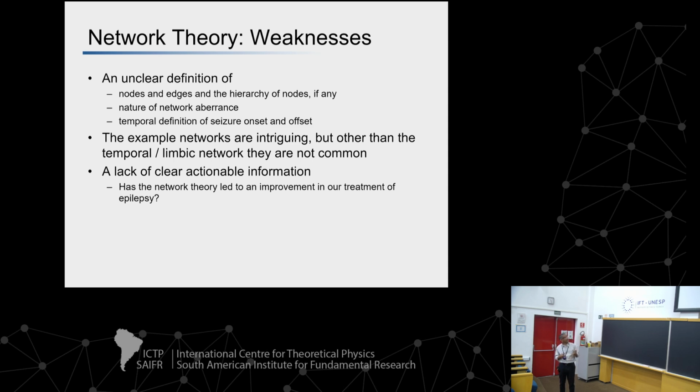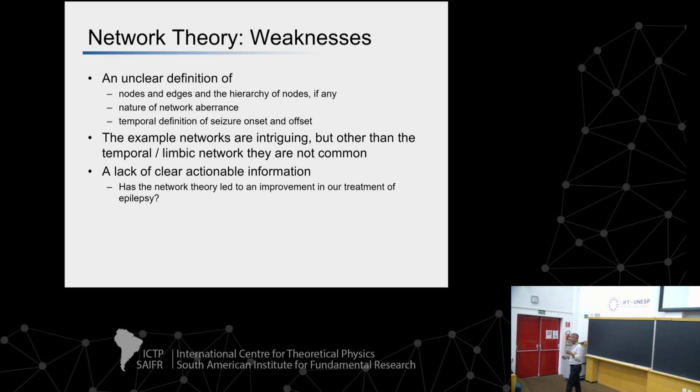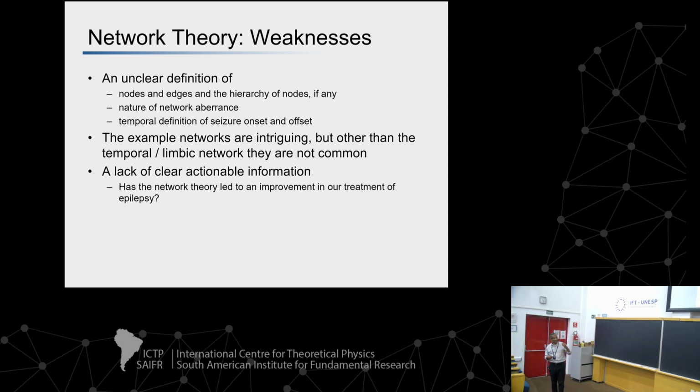The temporal definition of seizure onset and offset, like how does the network go into a seizure and out of a seizure, was not clear. The example networks are intriguing, but other than the limbic network, which is well defined, the other 2 networks were not that clear and are not that common. Okay? We don't see that in many patients. And there's a lack of clear, actionable information in her paper.